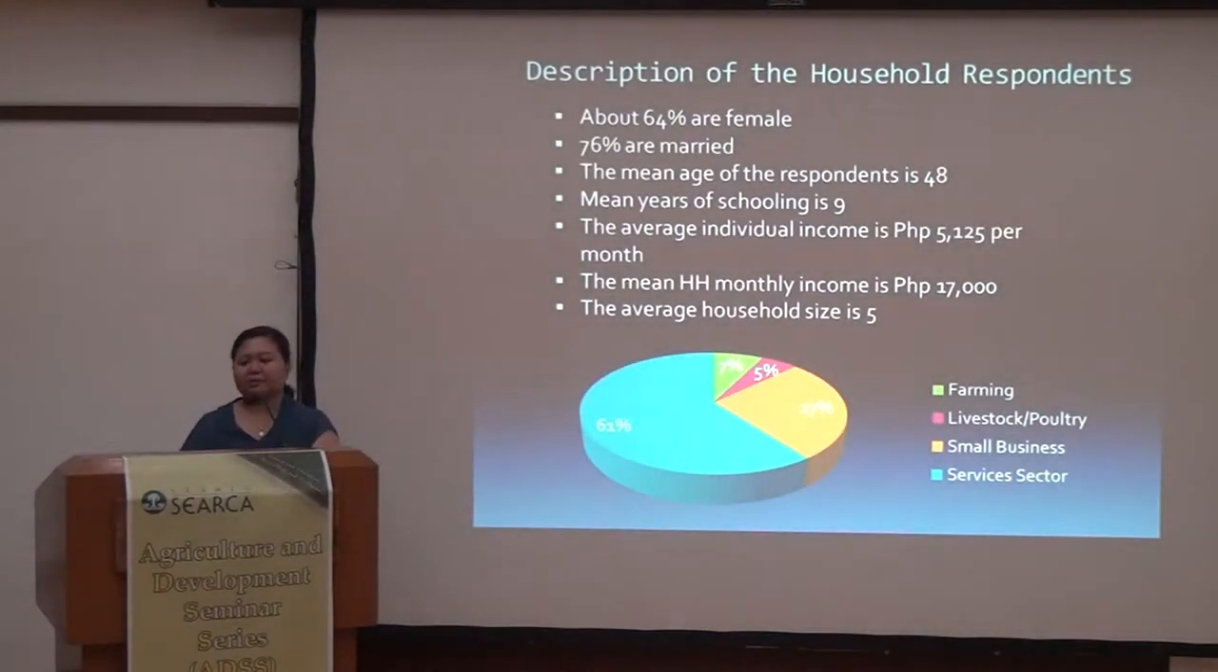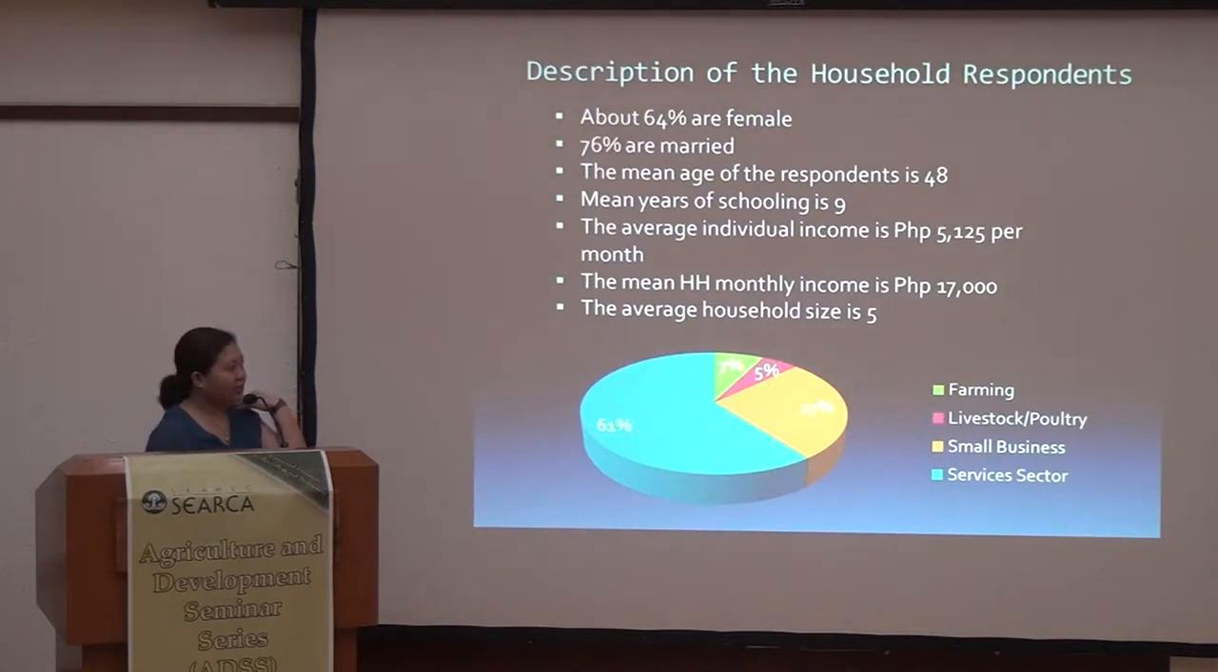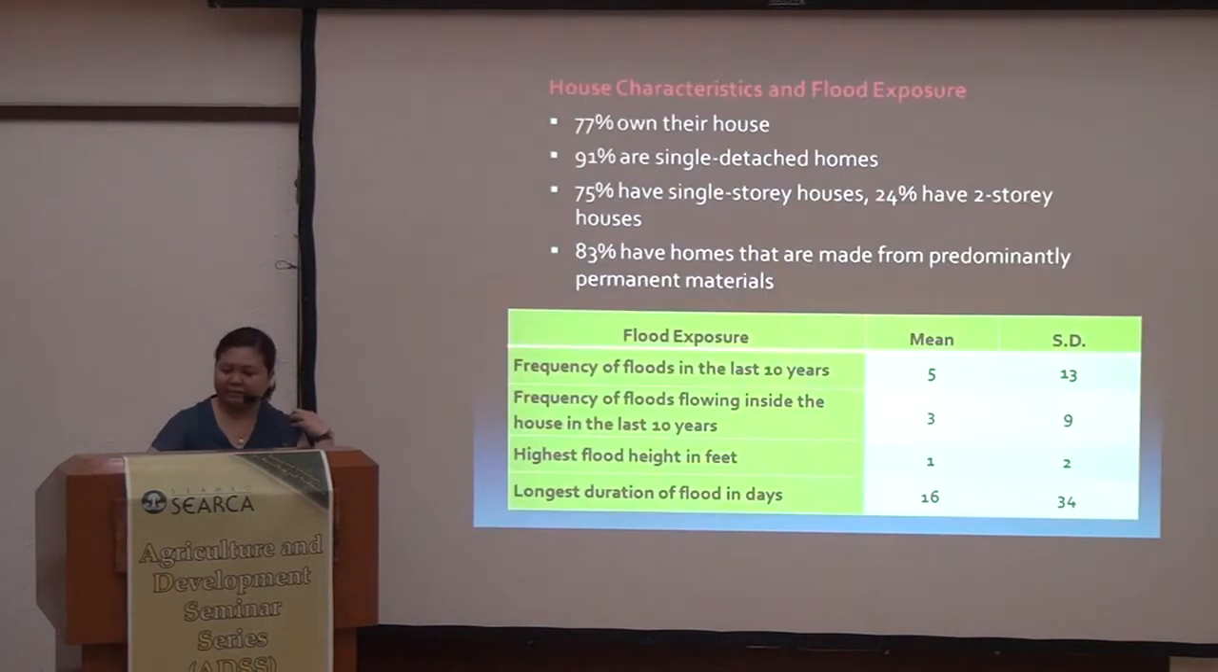For the description of the respondents, about 64% are female, 76% are married, the mean age is 48, and the mean years of schooling is 9. The average individual income is about 5,000 per month, while the mean household monthly income is 17,000 per month. The average household size is 5. In terms of livelihood, 61% are employed in the services sector, 27% have their own small businesses, 7% are involved in farming, and 5% are in livestock and poultry raising.